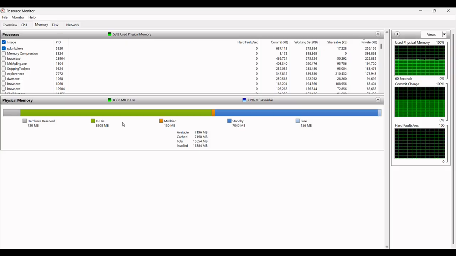The physical memory bar provides a visual representation of how system memory is being utilized. Hardware reserved memory is allocated for hardware level operations and is unavailable for normal applications. The in use memory represents memory actively consumed by running processes and the operating system.